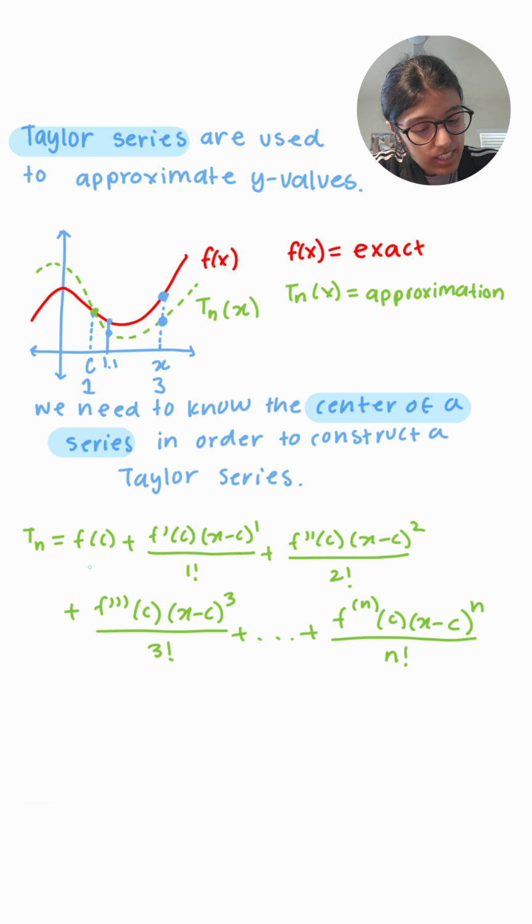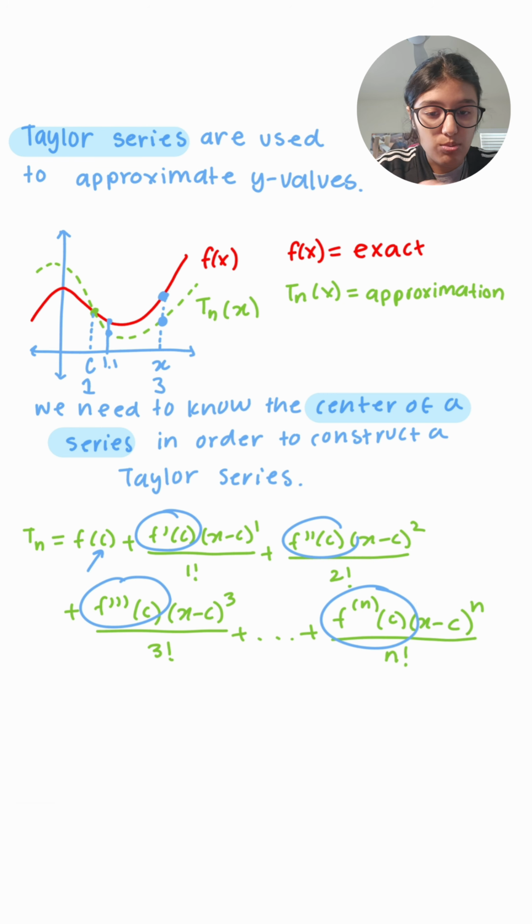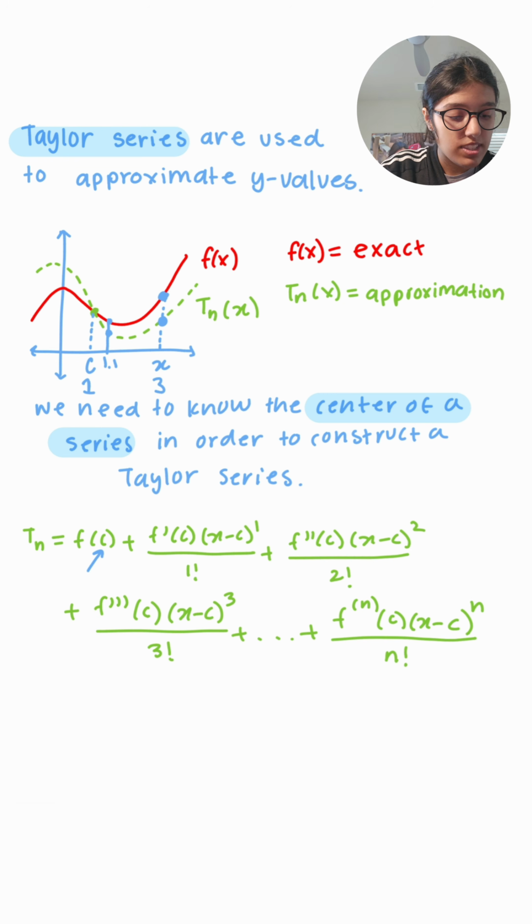So from here, we can see that we have c, which is our center, and we also have the first, second, third, and also the nth derivative. So we just keep taking derivatives, and that is a crash course on Taylor series.